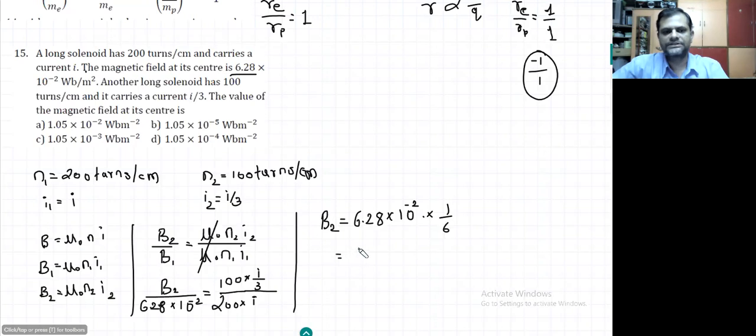And 1 upon 6 se isko divide karenge to humko milega 1 point. Okay, 6 ones are 6 and 0 and 6 fours are 24. Correct hai? So 1.04 into 10 raised to minus 2 here. That means 1.05 into 10 raised to minus 2 weber per meter square. So this A will actually be the correct option here in this way.